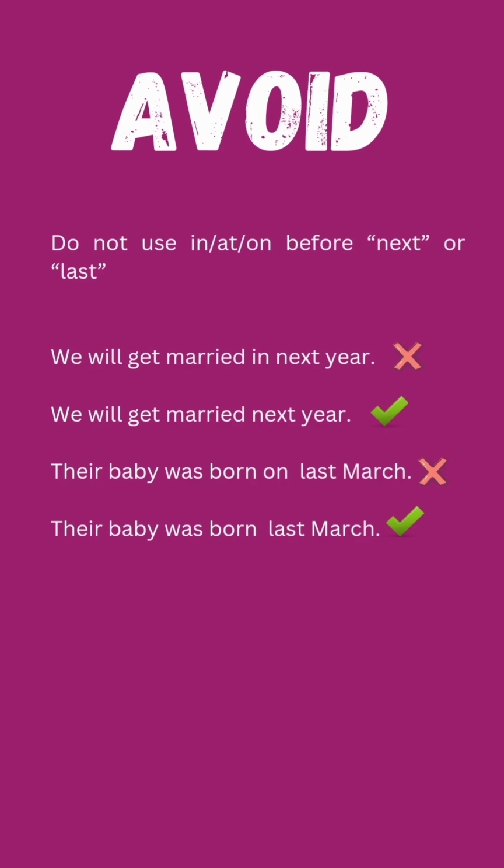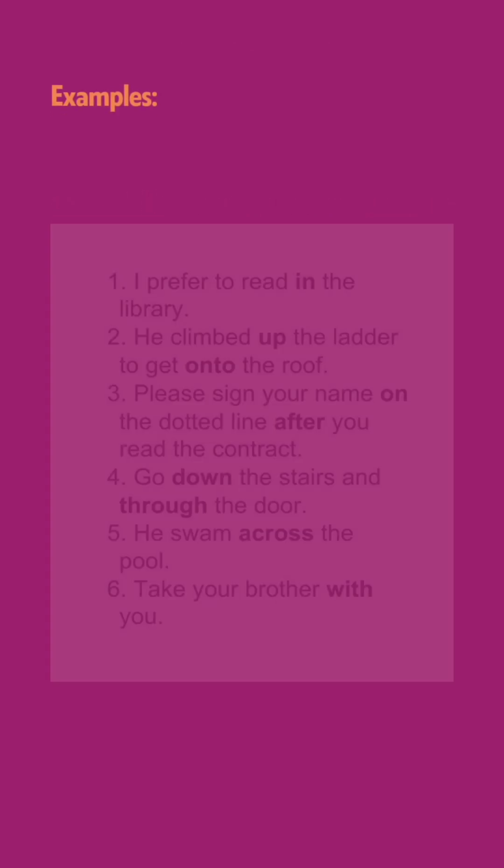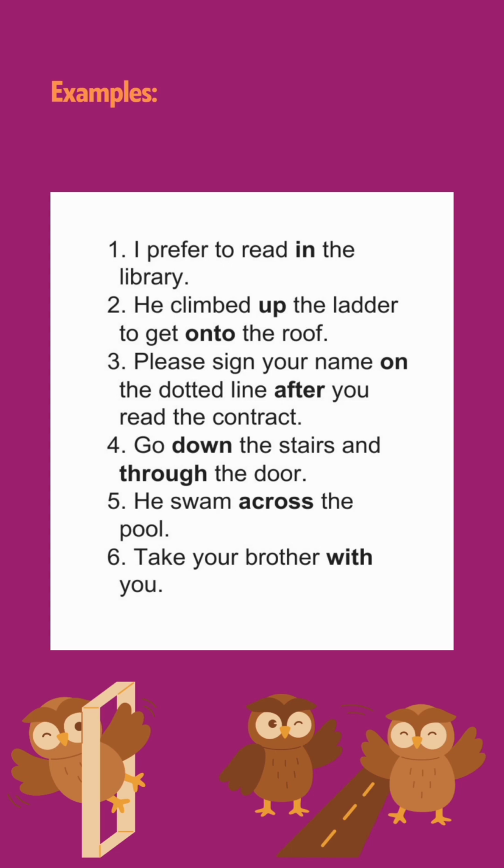And what you should avoid while using prepositions: do not use in, at, or on before next or last. For example, we will get married in next year. This is wrong. We will get married next year. This is right. Their baby was born on last March. This is wrong. We will not use on before March.